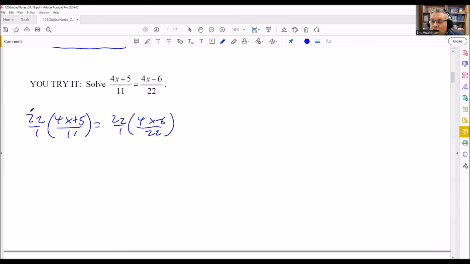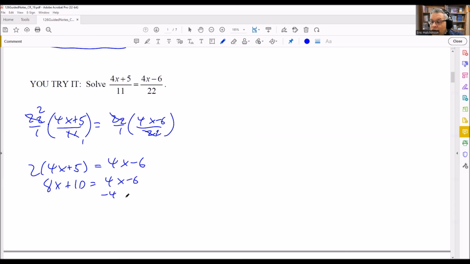For this, 22 divided by 11 is 2, so that's a 1 there, and this will become a 2. These 22s will cancel out completely. So here we still have a 2 outside these parentheses, so 2 times 4x plus 5. There's a 1 in the bottom, so we don't need to worry about that. On the other side, we just have a 1 or just 4x minus 6. Need to multiply this out by 2 first. We get 8x plus 10 is equal to 4x minus 6.